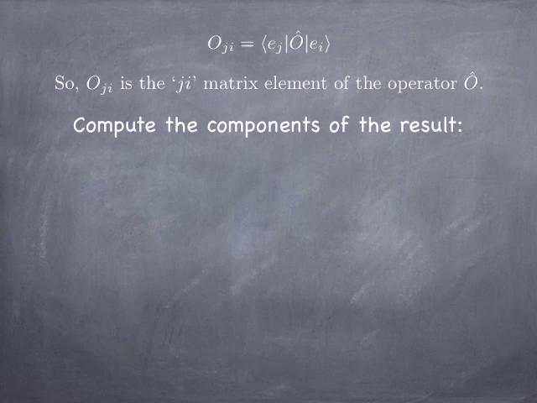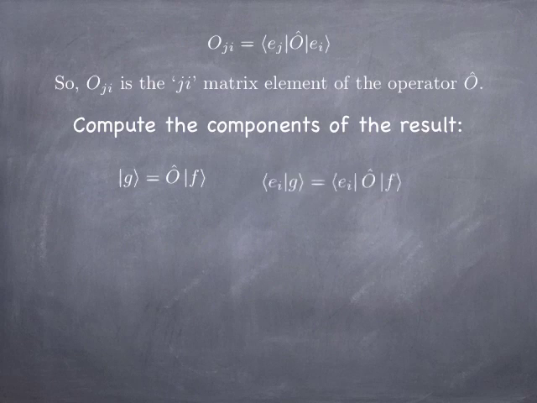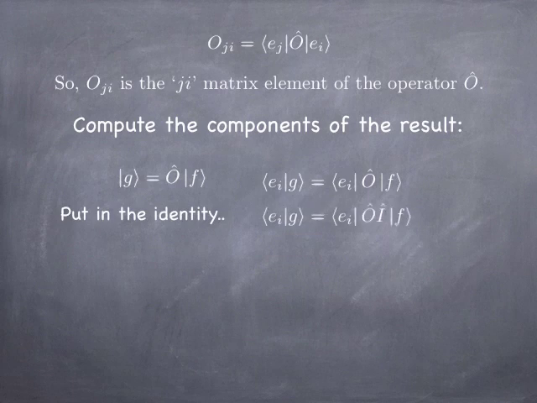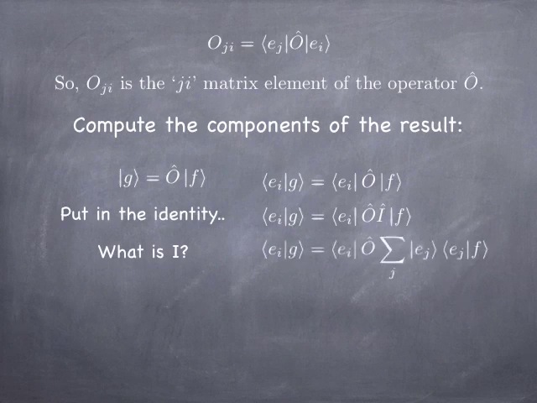So let's get the components of the resulting object. So if O acts on F, that produces a ket G. E sub I acting on G is the same as E sub I acting on O acting on F. But how do we figure out what that is? Well, remember I said a lot of times if you don't know what to do next, just stick the identity in. Let's try it. We'll put in the identity between O and F, but then we'll rewrite the identity as the superposition of the projection operators of the entire basis, like that.